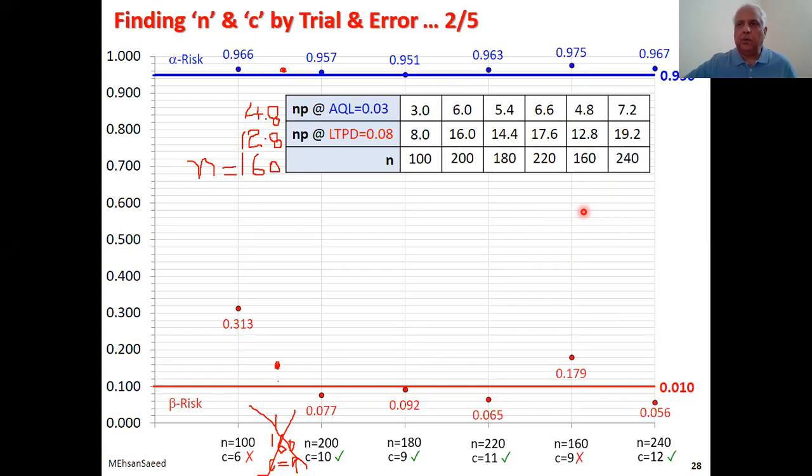So this is how we work out a suitable acceptance sampling plan which will satisfy both the buyer and the seller. With that, we come to the end of this subject of acceptance sampling.